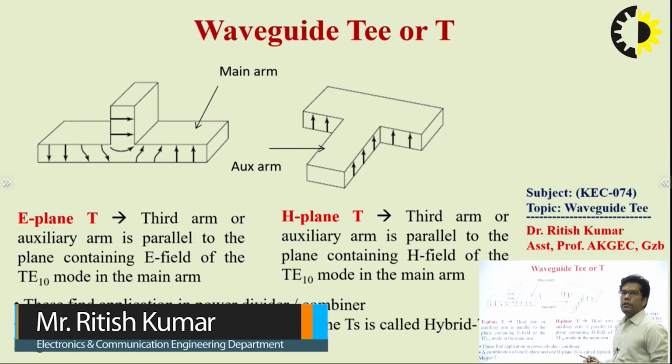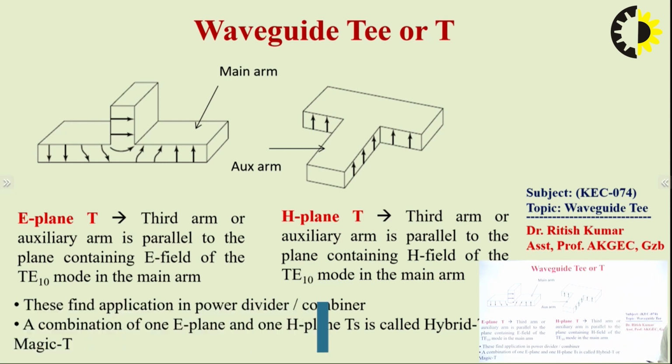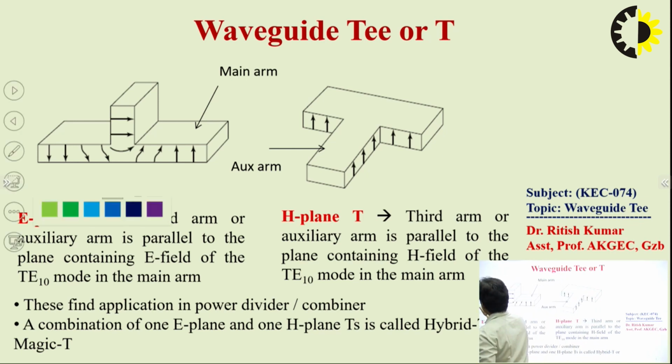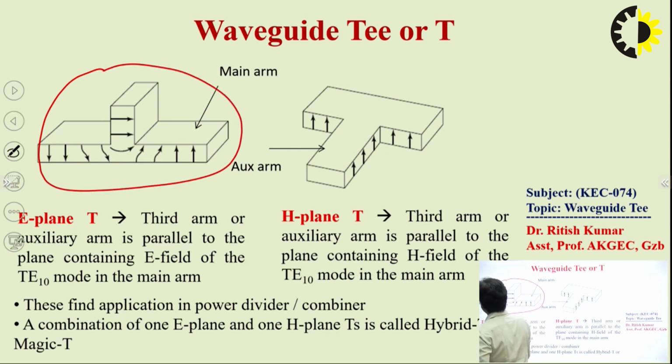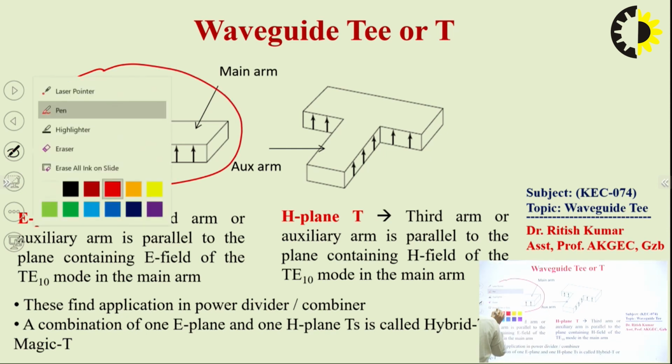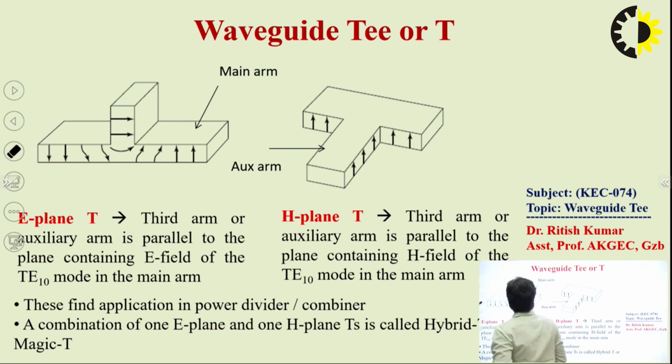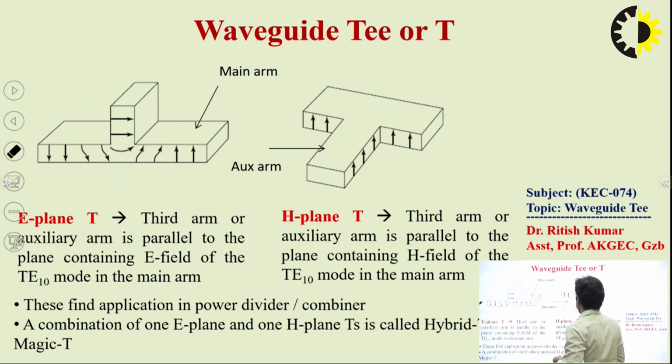In the laboratory we have seen the E-plane tee and H-plane tee. So how can we define the E-plane tee and H-plane tee? First we need to see the structure of the waveguide tee. This is the side view of the waveguide, and this one is the side view for the H-plane tee.